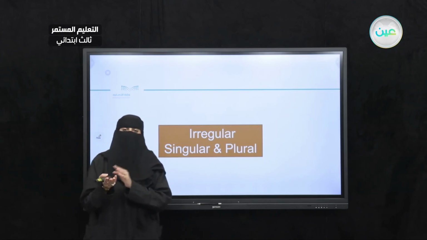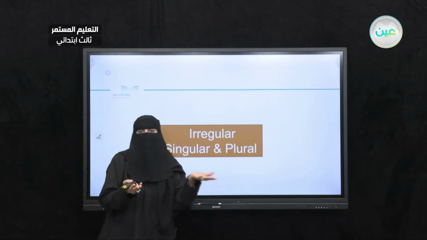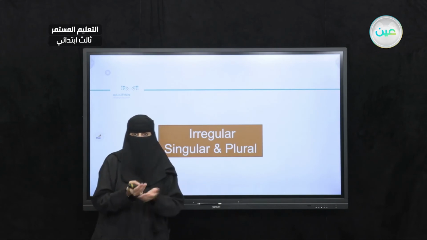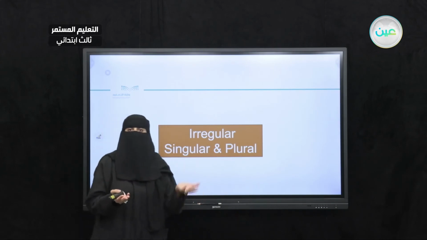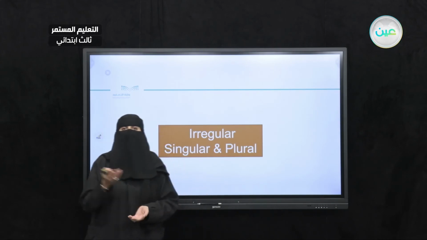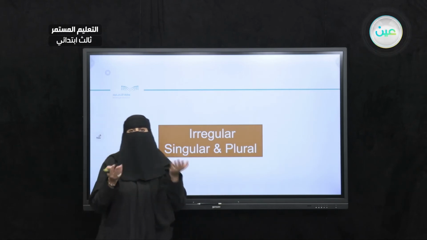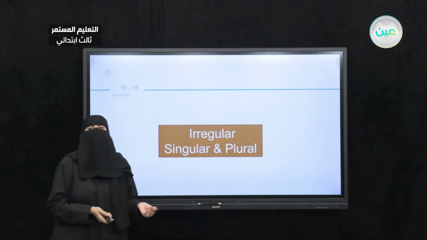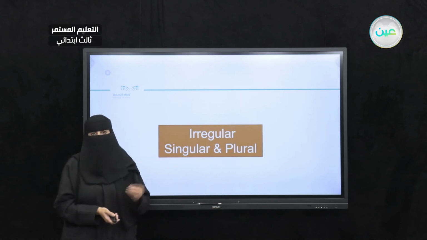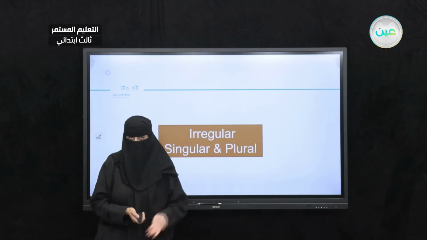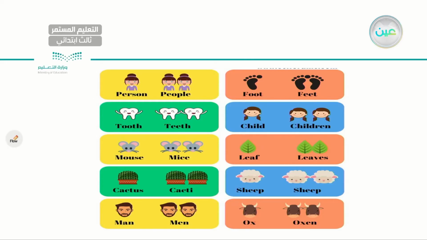Apple, I can form the plural by adding S: apples, so it is regular. Car, cars, again regular. Book, books. Teacher, teachers, regular. But now I will introduce irregular nouns, singular and plural. Okay, like what? For example, take a look at all these nouns here.